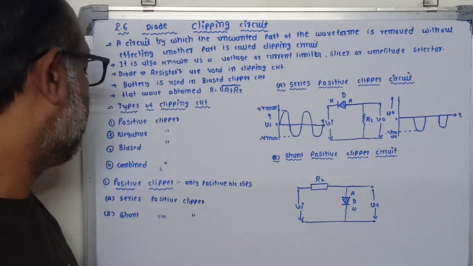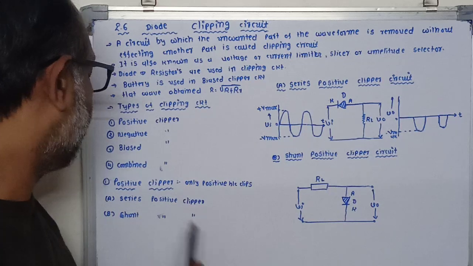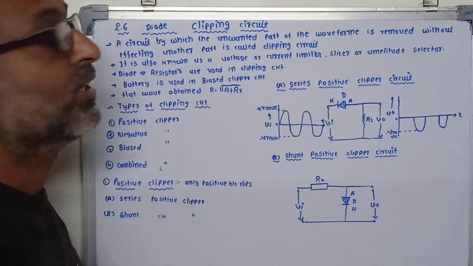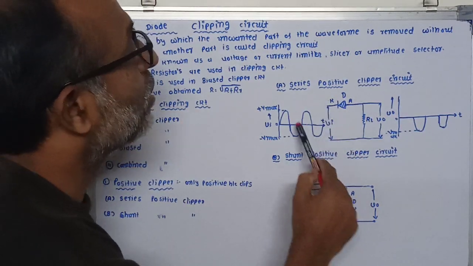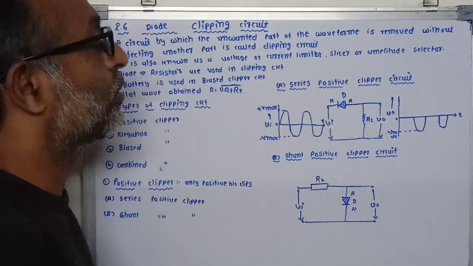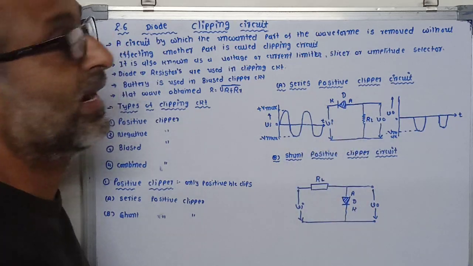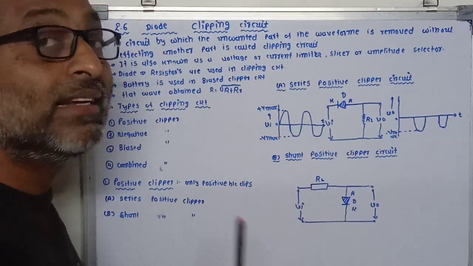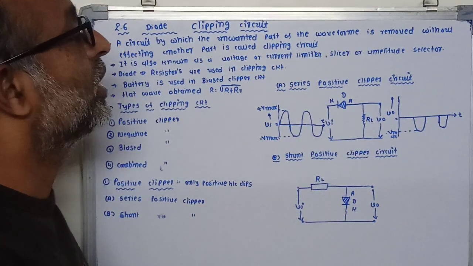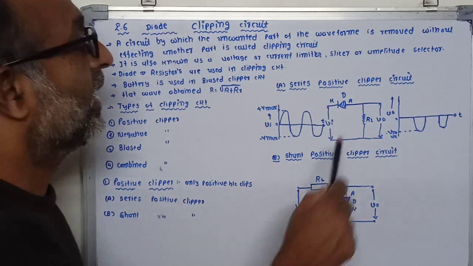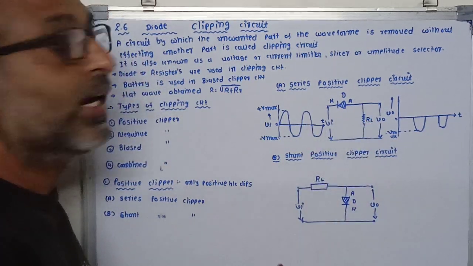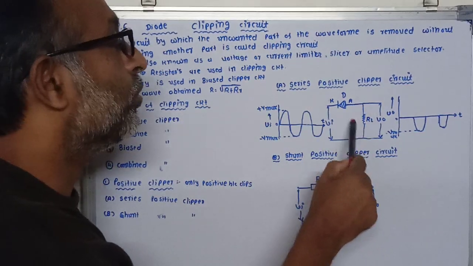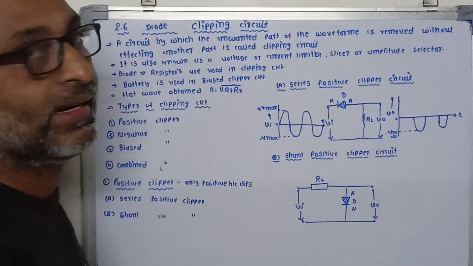There are two types of positive clipper circuit: first, series positive clipper circuit; second, shunt positive clipper circuit. Now this is the series positive clipper circuit, which consists of a diode and load resistance RL. The diode is connected in series as shown in this figure. That's why it is called a series positive clipper circuit, and RL is connected in parallel, and we will take the output from across this load resistance RL.